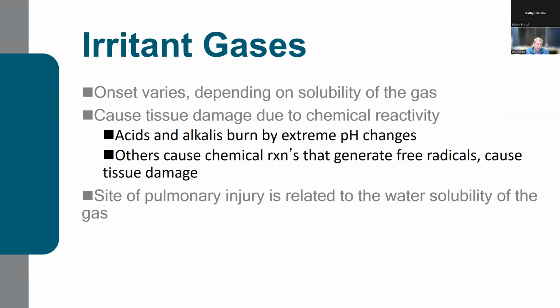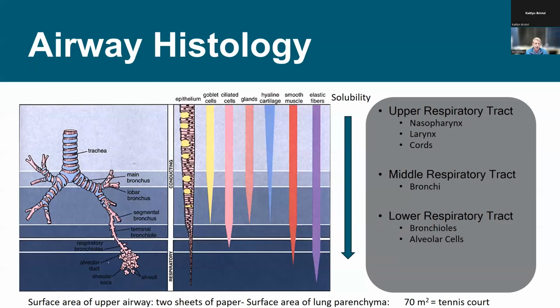Of course, acids and alkalis may become part of a mist, and they can burn just due to physical pH changes. Other chemicals may cause free radical generation, such as phosgene, and cause typical fibrosis ultimately in the lungs. And the importance of water solubility can't be overemphasized because that really determines some of the site of pulmonary injury, and we'll discuss that in a bit more detail.